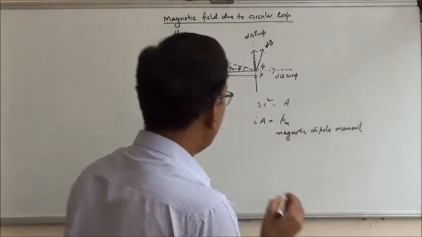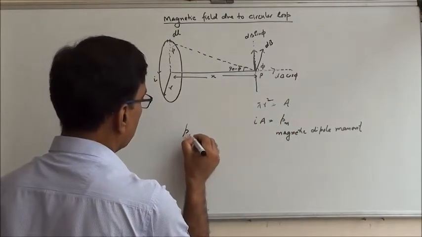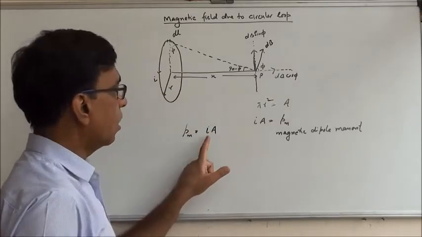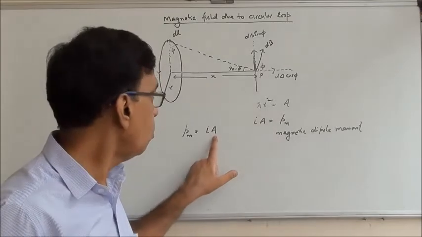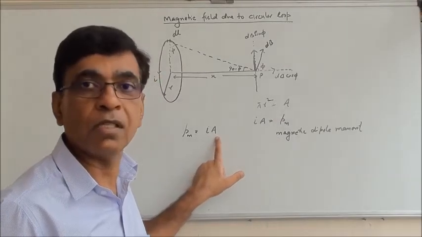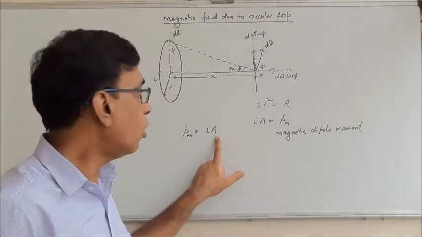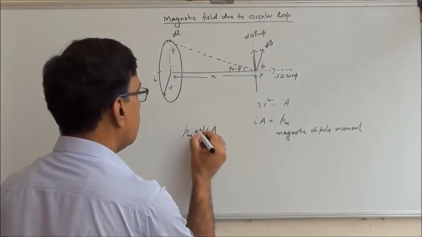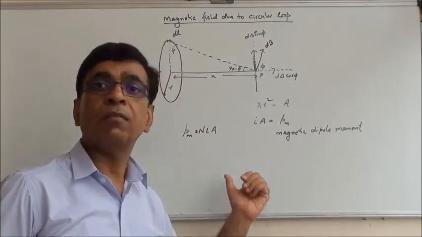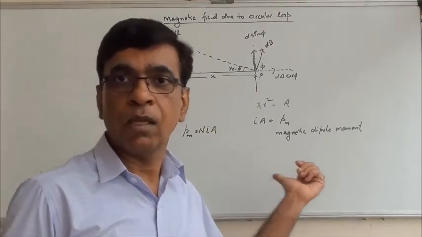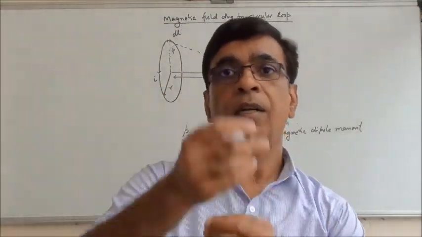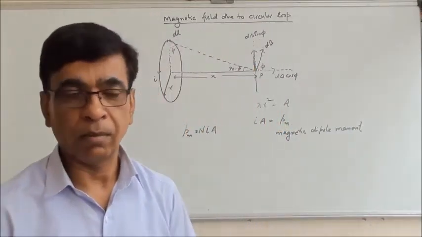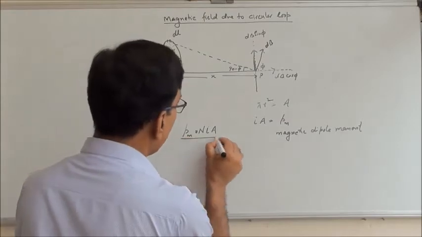And just one more thing I would like to tell. I into A, current into area of the loop, is the magnetic dipole moment for a single turn. If we have n turns, it needs to be multiplied by n. In the same way, the expression for the field also. That field is due to a single turn of the loop. If we have n turns, it should be multiplied by n. This is the magnetic dipole moment.